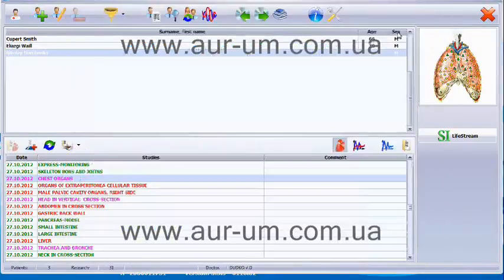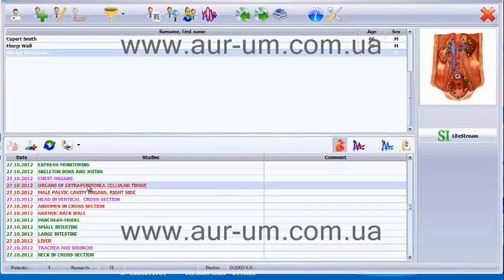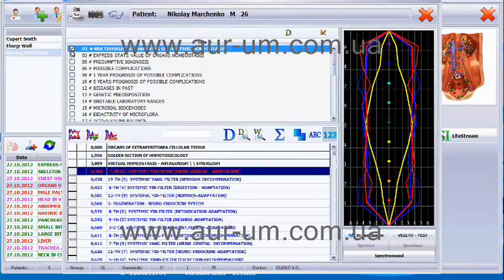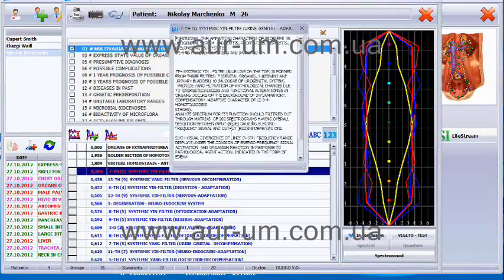We close it, and we come to organs of extraperitoneal cellular tissue. The main important organs here are the kidneys. We go to group 01, and we see that the main system that is causing problems is filter 7. That means urinogenital adaptation. So actually there is some inflammation going on in the urinogenital system.